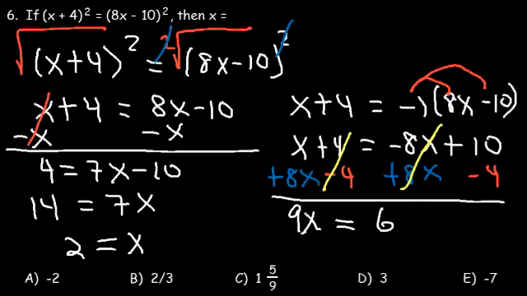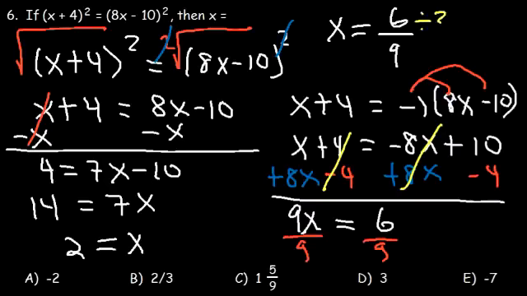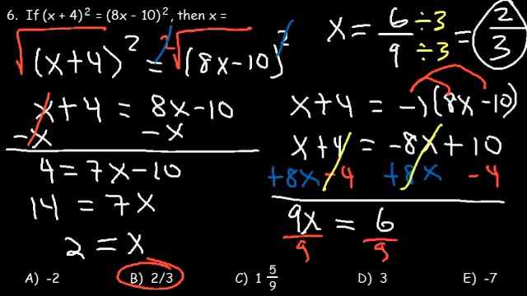So next, we need to divide both sides by 9. So therefore, we can see that x is equal to 6 over 9. And if you divide both numbers by 3, since they're both divisible by 3, you can get a reduced fraction. 6 divided by 3 is 2. 9 divided by 3 is 3. So x is therefore equal to 2 over 3, or 2/3. So B is the right answer for this problem.